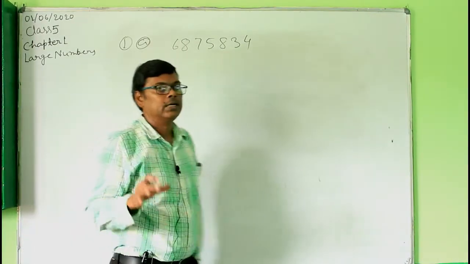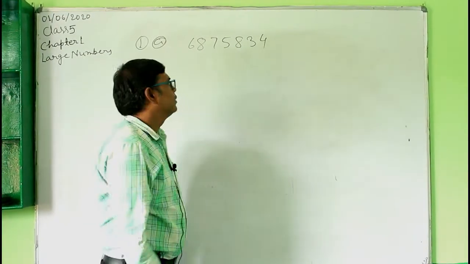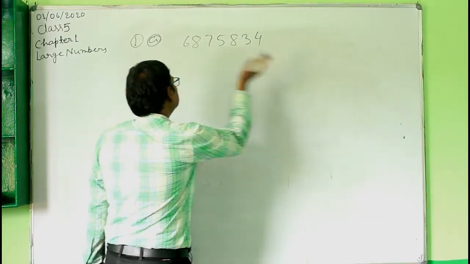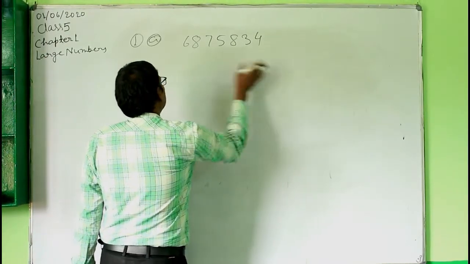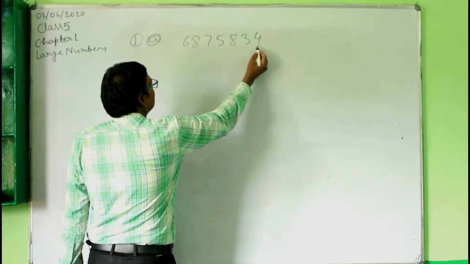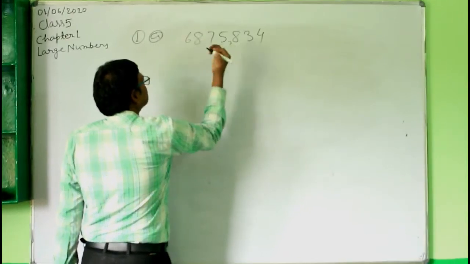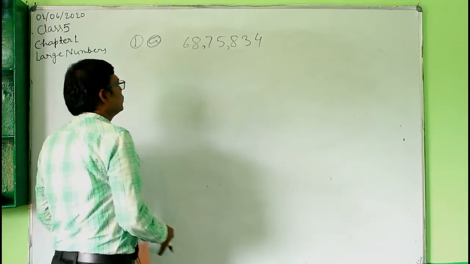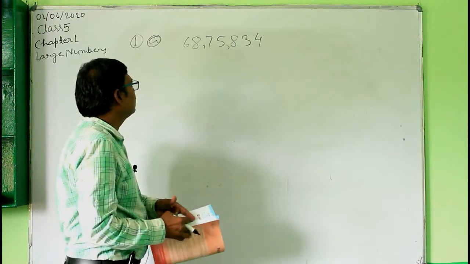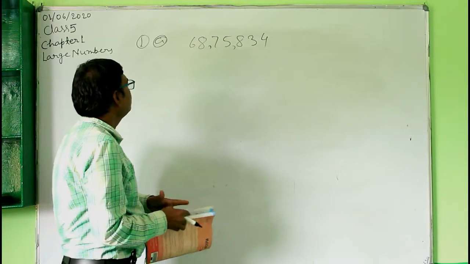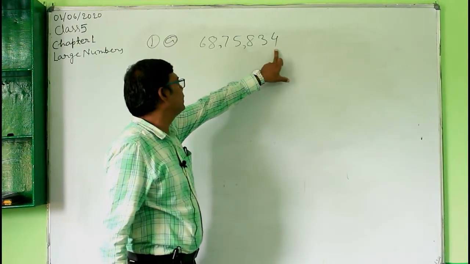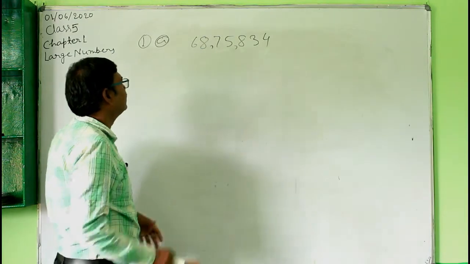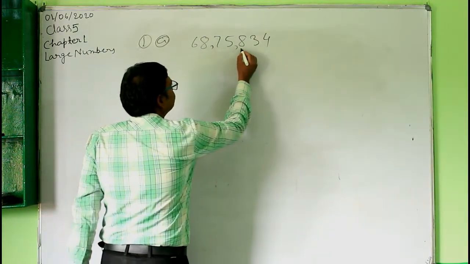So in case of the Indian number system, if you move from right side to left side, first we will put the comma before 3 digits, and then after 2 digits. So this is the answer in this case. So here we have separated the number using the periods. This is in the ones period, this is in the thousands period, and this is in the lakhs period.